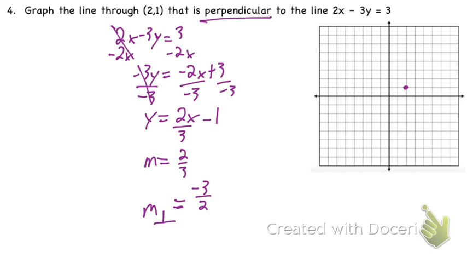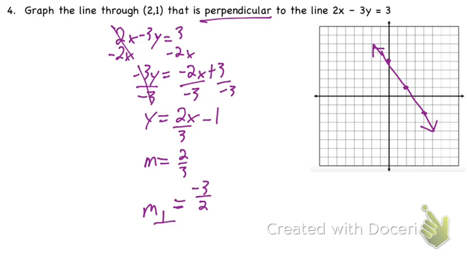So now from this point, what direction would I go 3? Down 3. What direction would I go 2? Right 2. It's a negative slope, so it needs to look like it's going downhill from left to right. Okay? Or I could also go up 3, left 2 for my original point. And I can connect these lines and make my graph.